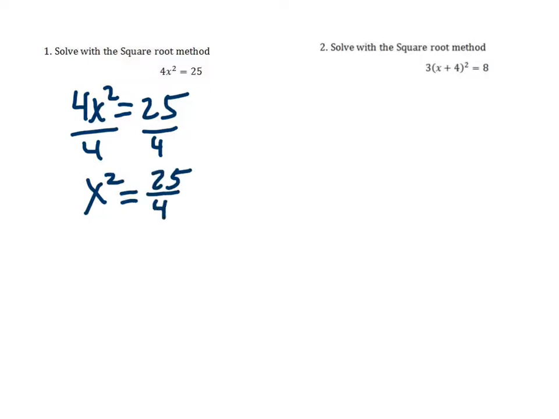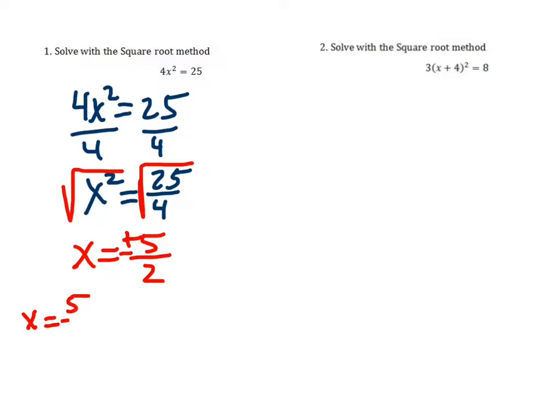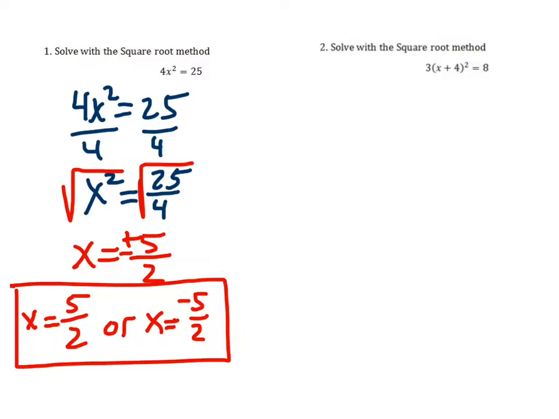And then let's square root both sides. Remember that every number has 2 square roots. So we're going to get the square root of 25 is 5, square root of 4 is 2. Well, we get 2 answers, positive and a negative. We can call that plus minus. Or we can write it as x equals 5 halves, or x equals negative 5 halves. Usually this answer right here is just fine with the plus minus.